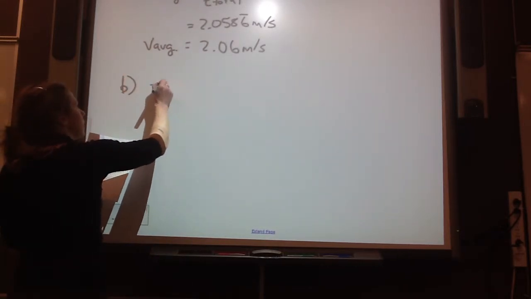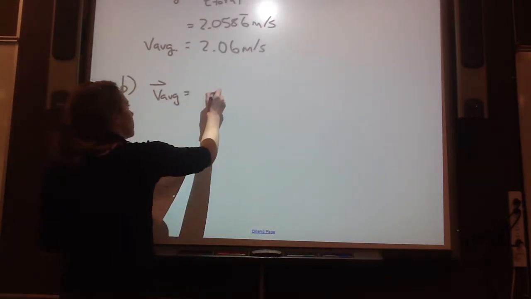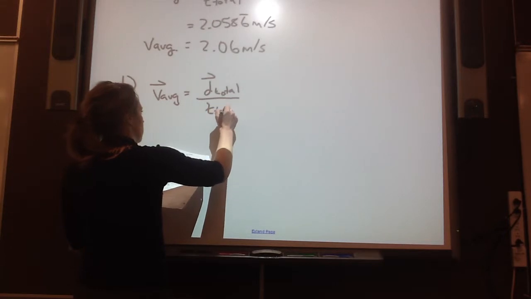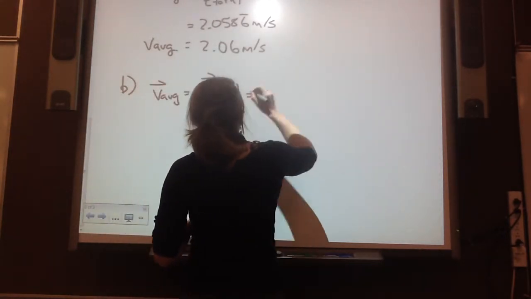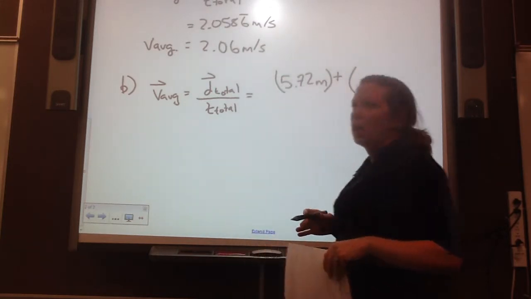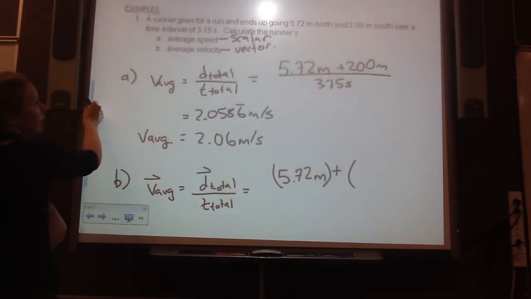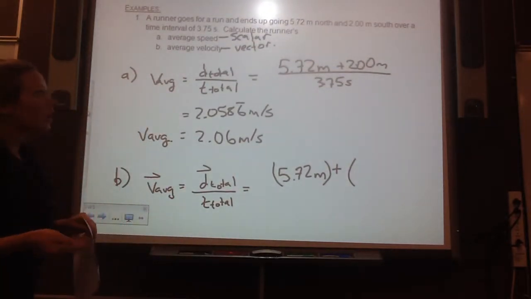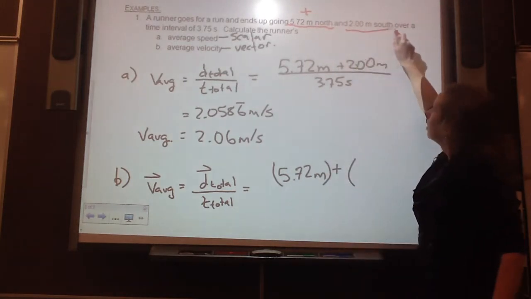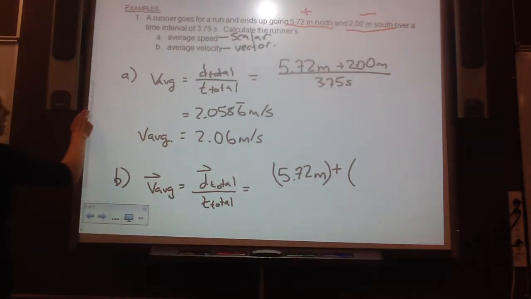B is v arrow average, so now I'm finding my average velocity, which is equal to d with an arrow because now I'm dealing with displacement, total divided by t total. Now, this is equal to 5.72 meters plus, because I need to add up all of my displacements. So, going by the sign conventions that we did before, is this a positive direction or a negative direction? Positive. Okay? And then 2 meters south is a positive or a negative direction? Negative.